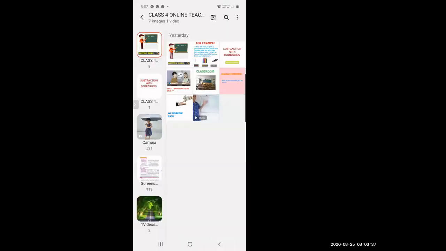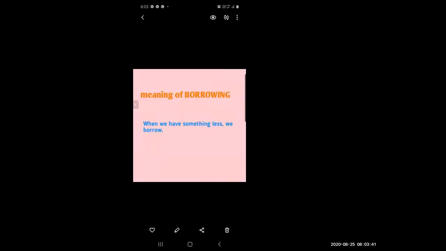What is the meaning of borrowing? Borrowing means when we have something less, we borrow. What does it mean? When we are short of something and need to ask for help from someone else, that means we are borrowing things from someone else. It may be our relatives, friends, neighbors, or anyone. So we borrow things. Let's take some examples.